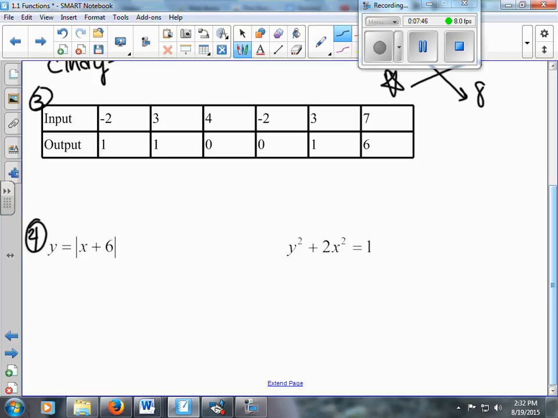Another way of looking at this is you can look at the absolute value of X plus 6. It looks like this graph. So this is the graph. And this passes a vertical line test. So yes, this is a function. Okay, my next one here, number 5, is no.